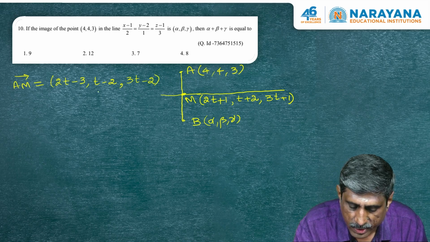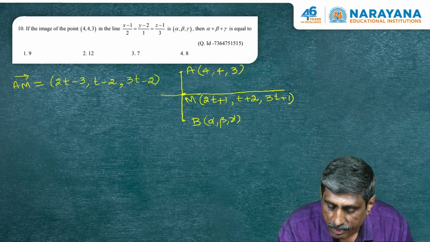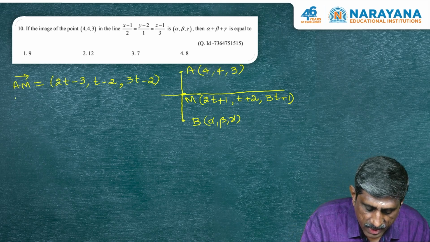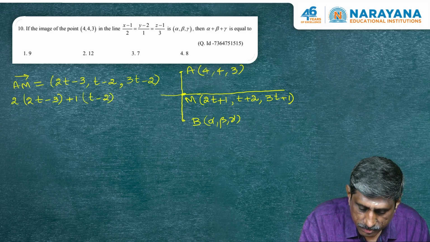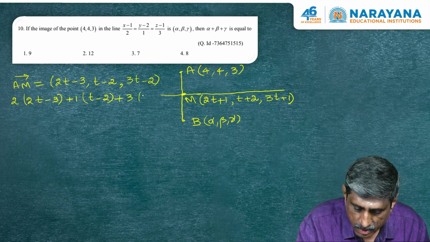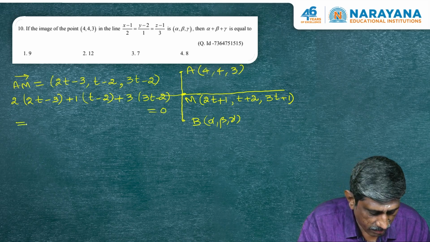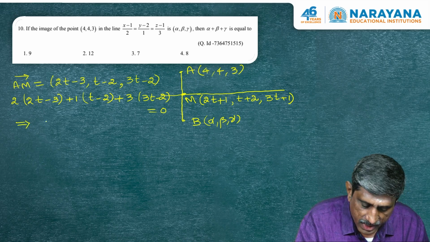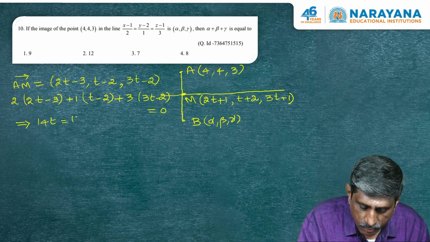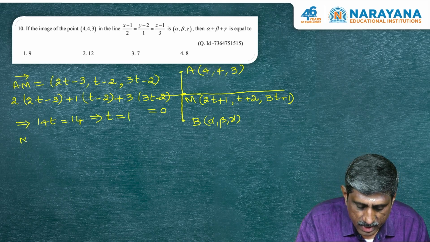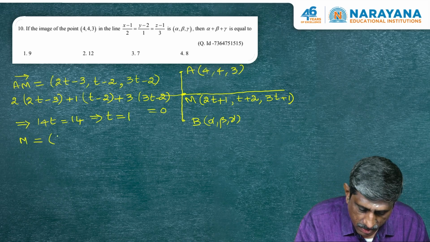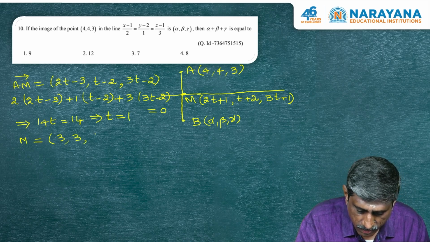These are the direction ratios of AM, and AM is perpendicular to the given line. So, we are getting 2 into (2t minus 3) plus 1 into (t minus 2) plus 3 into (3t minus 2) is equal to 0. The dot product is 0 because they are perpendicular to each other. On simplification, we get 14t is equal to 14. So, t is equal to 1. When you put t is equal to 1, we get the point M as (3, 3, 4).